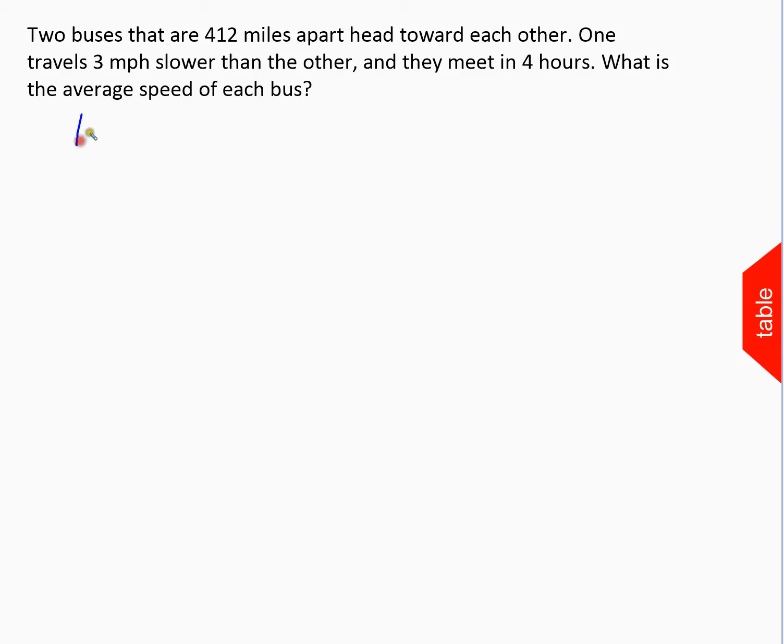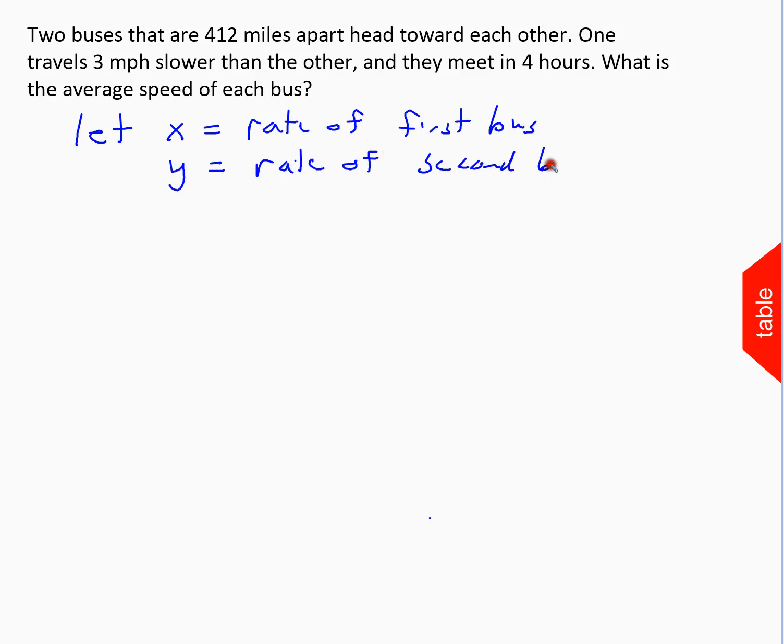So what we can do is we can let maybe x equal the rate or speed of the first bus, and then y can equal the rate of the second bus. Because that's what we're using those two variables, because that's what we want to find. We want to find the average speed or the rate.